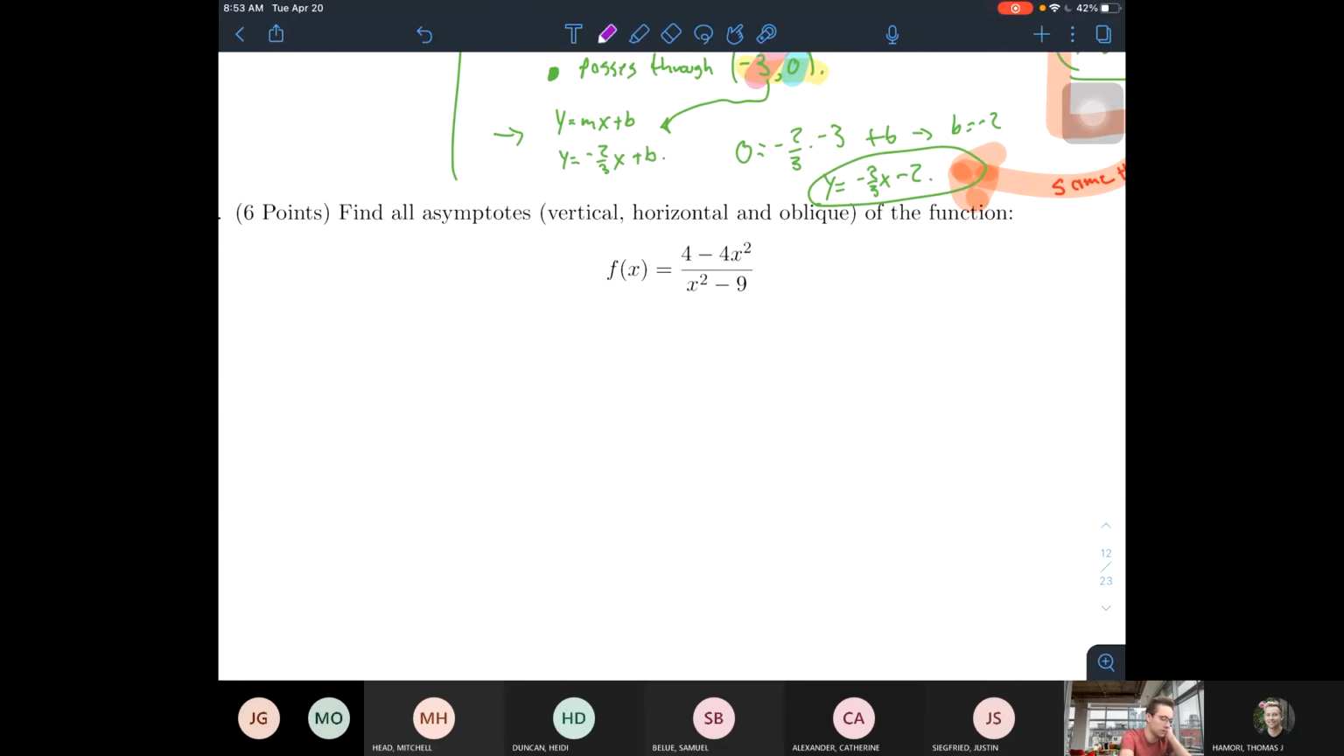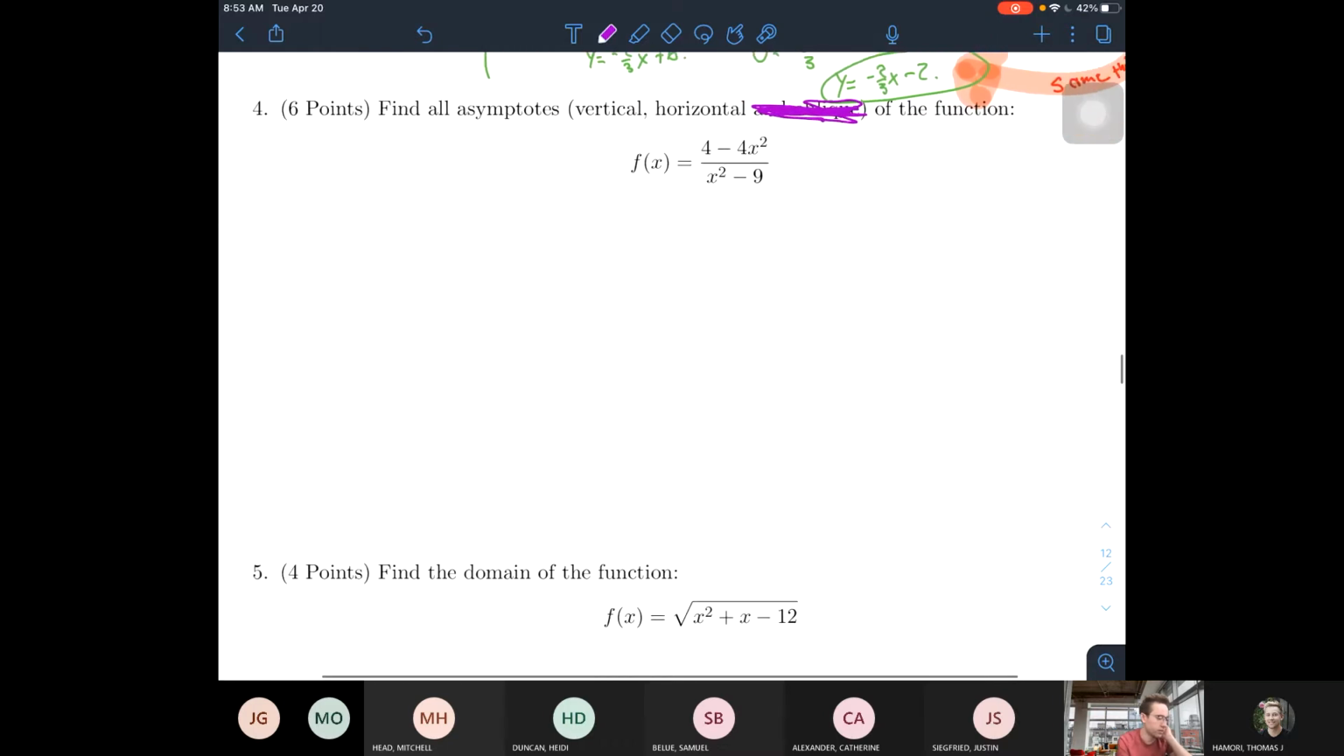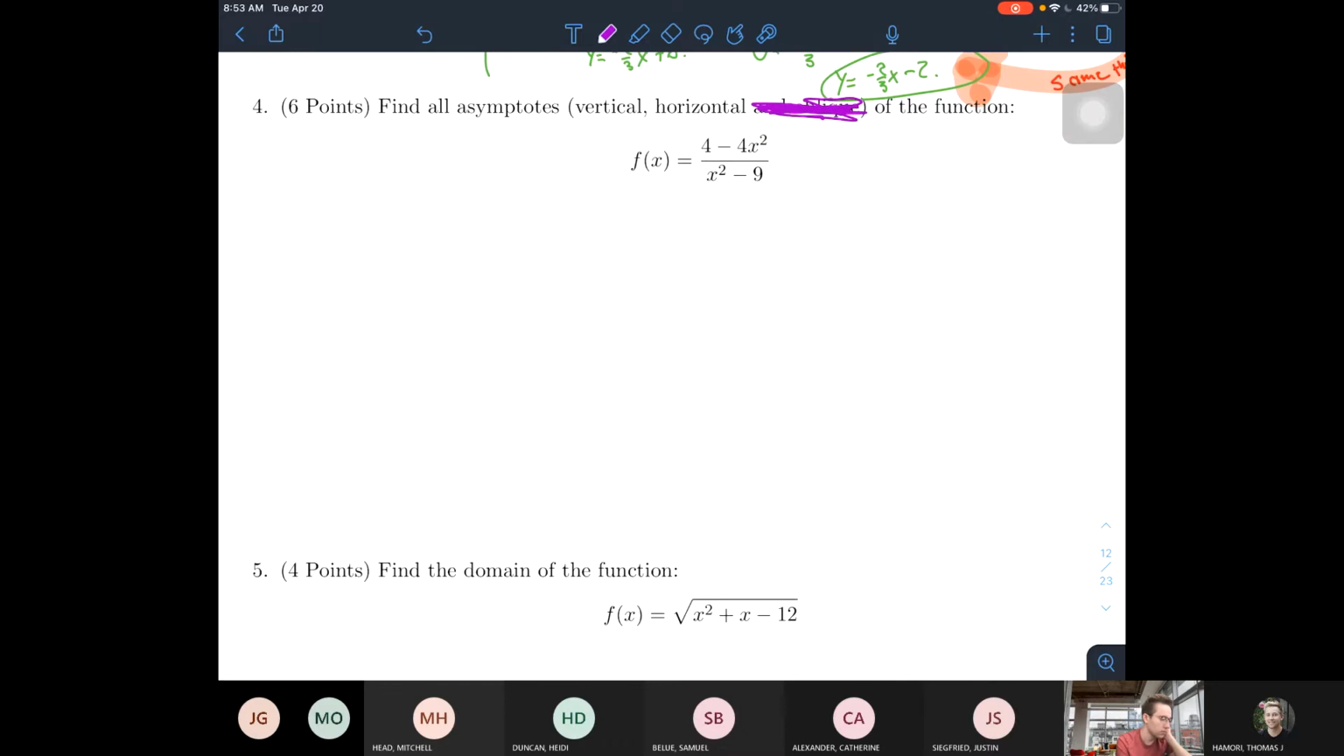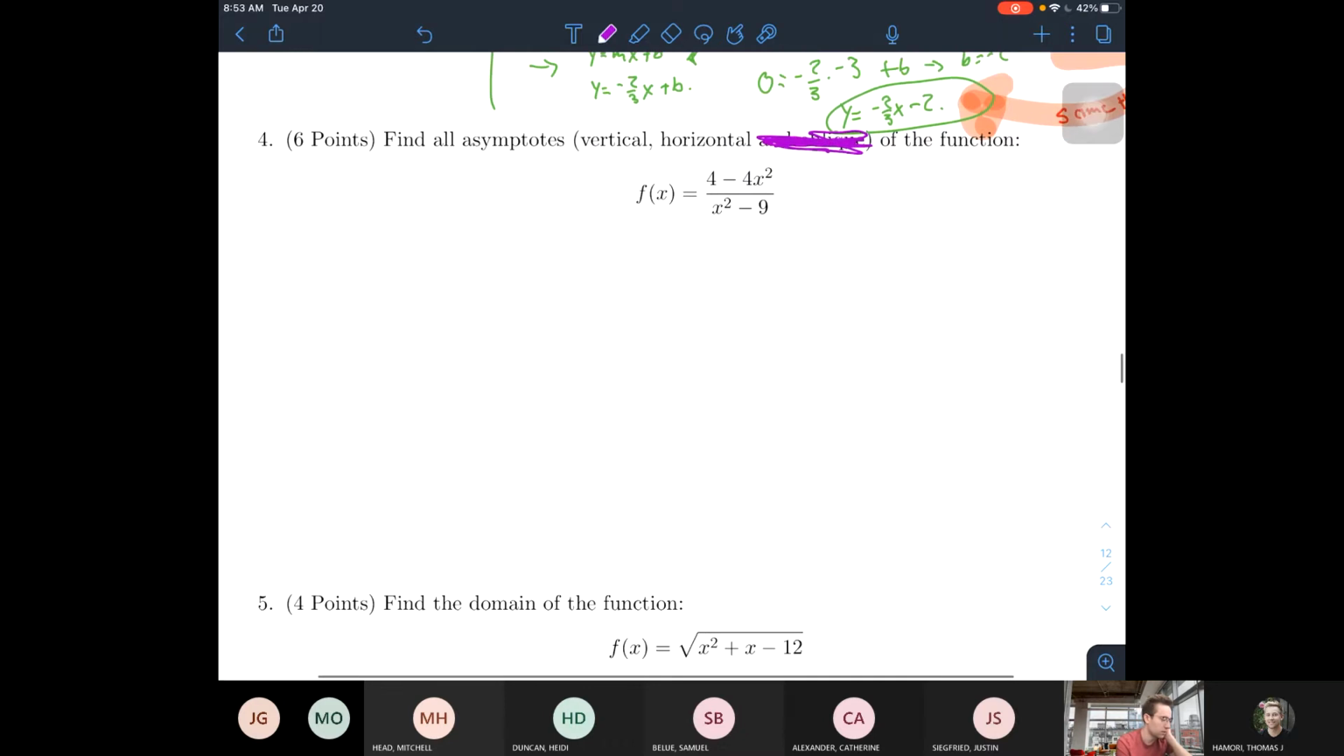Next question. We're not going to do the oblique asymptotes. We didn't learn how to do obliques. But we're going to find all asymptotes of this function, vertical and horizontal. So remember that an asymptote is a line which the graph of this function is going to get closer and closer to.